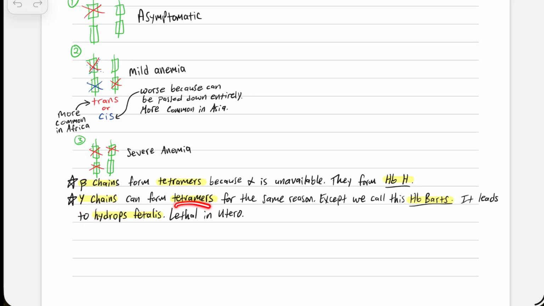And your gamma chains can also form tetramers for the same reason, right? For fetal hemoglobin, except instead of calling it hemoglobin H, we call it hemoglobin Bart's. And that's going to lead to hydrops fetalis, which is lethal in utero.